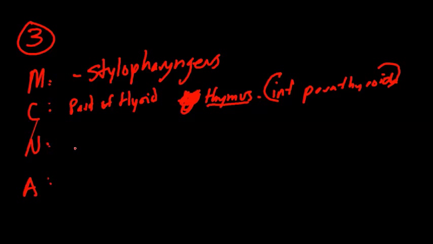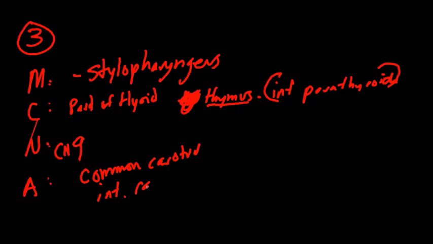What nerve is cranial nerve 3? Well, it's going to be cranial nerve 9, your glossopharyngeal nerve. And then also we've got an artery supply. It's going to be your common carotid. And it's also going to be your internal. So your external carotid was your first branch. Your internal carotid is going to be your third branch.